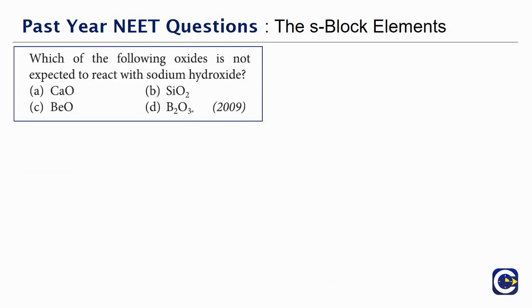Okay. Next we have a question that has come in the year 2009. Which of the following oxides is not expected to react with sodium hydroxide? See, whenever we talk about the oxides reacting with an acid or a base, it is going to be related to the nature of the oxides, because acidic oxides will react with bases, basic oxides will react with acids, amphoteric oxides will be reacting with both acids as well as bases. So we are looking at the oxide that will not react with sodium hydroxide, which means the oxide must be having basic nature.